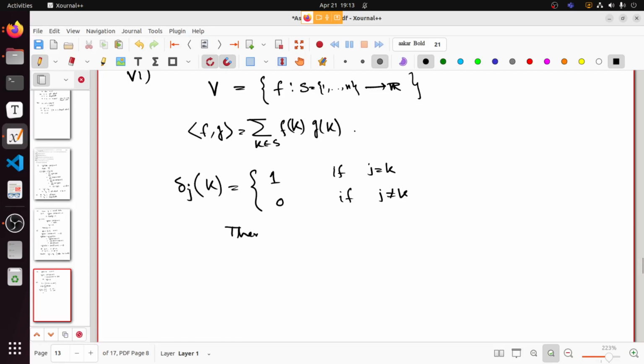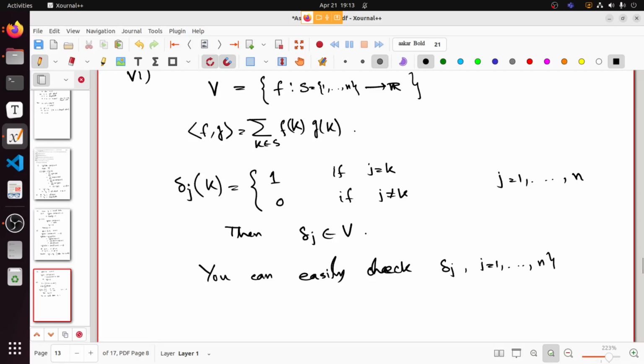So then delta_j belongs to V, and you can easily show that these are a basis for V. You can easily check. You can define these for all j equals 1 to n, right? So these are n basis elements. Easily check that delta_j for j equals 1 to n forms a basis of V, right?